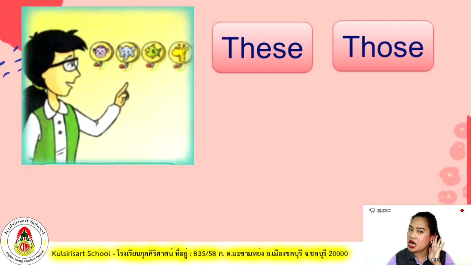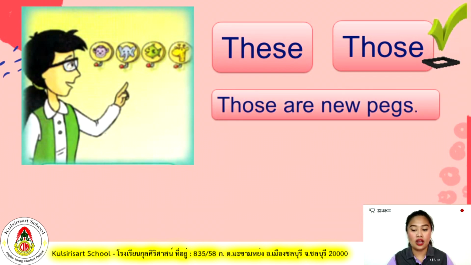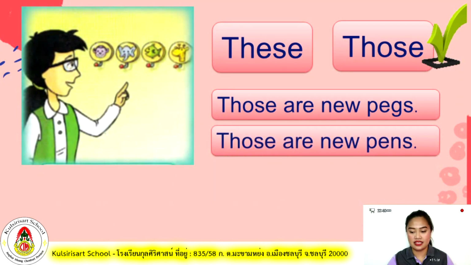Okay, what would be your answer? Okay, let's find out. The answer is those. Now for the sentences. We have here, those are new pegs. Second sentence, those are new pens. What do you think are those? Are those pegs or pens? Okay, tell me your answer. Can you repeat?